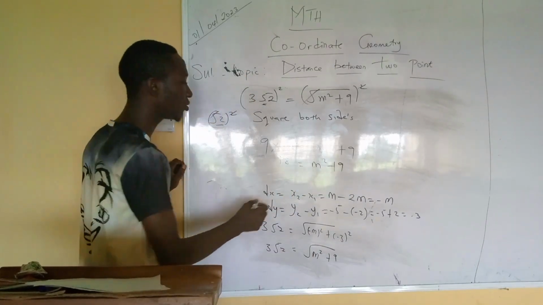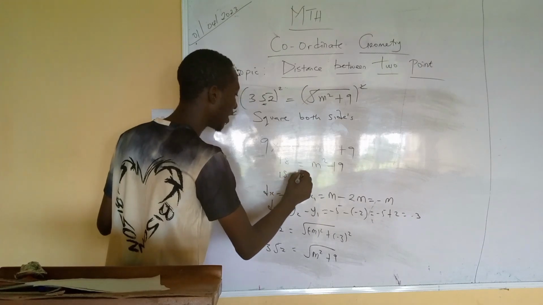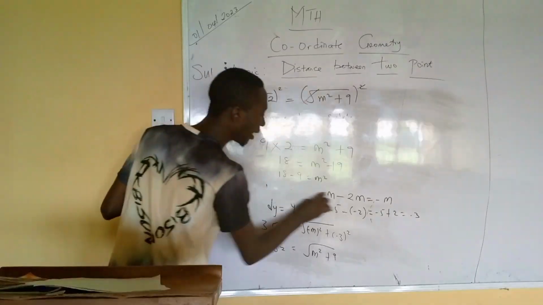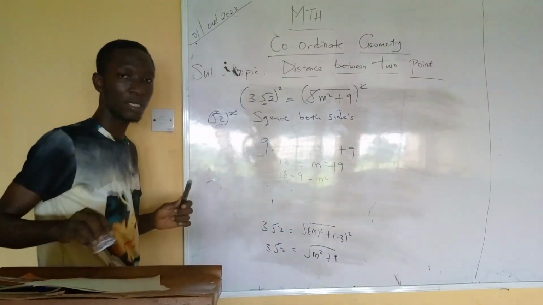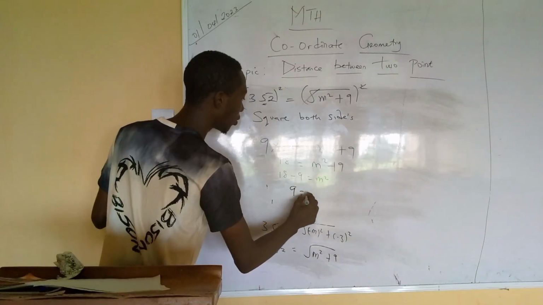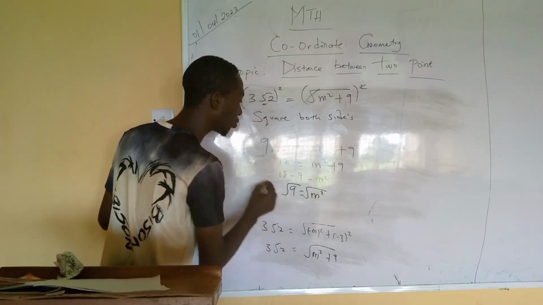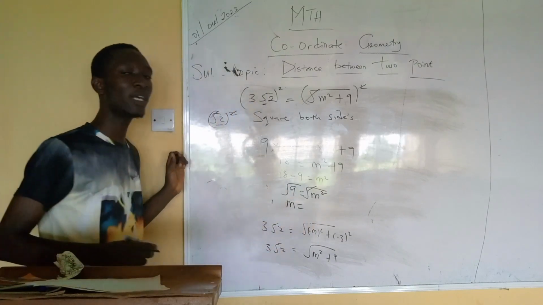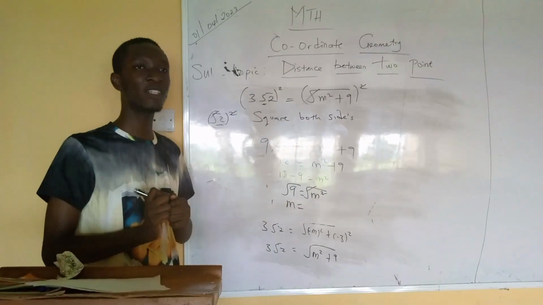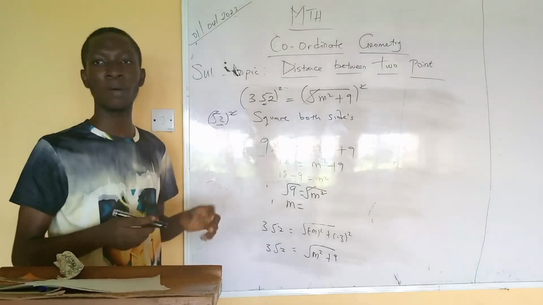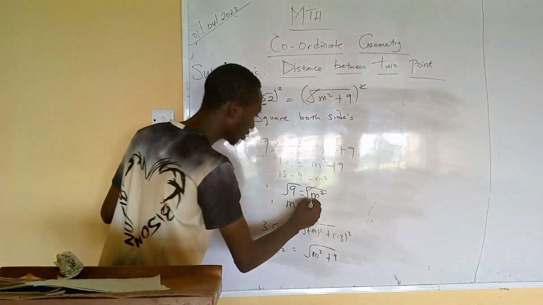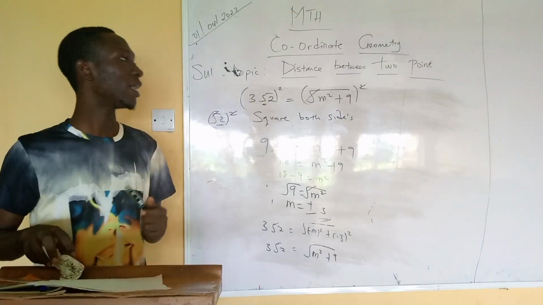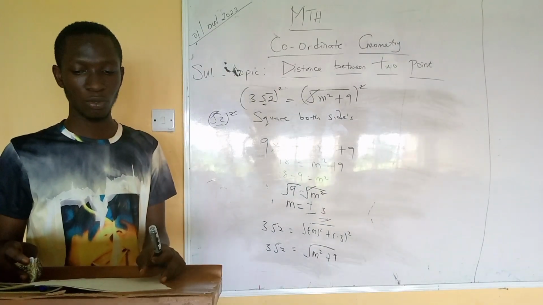So collect like terms to get your m. So it becomes 18 minus 9 equals m squared. So therefore 18 minus 9 is 9, so 9 equals m squared. Square root both sides to get your value of m. So m equals, whenever you take root of any perfect square, you have to add plus or minus to your answer. So square root 9 is 3. So therefore my answer is now plus or minus 3. So that's the value for m, which we are asked to look for.